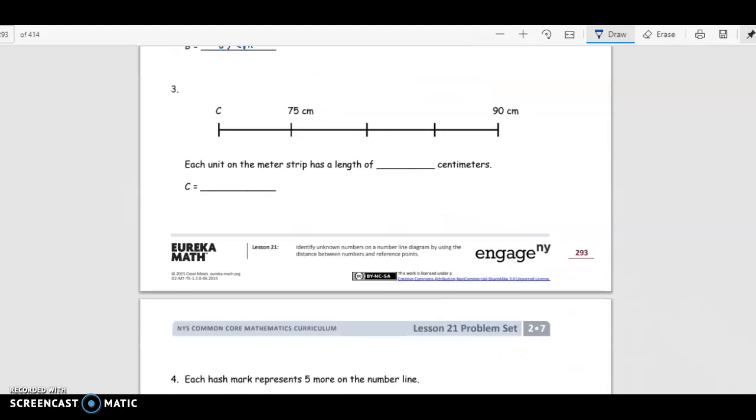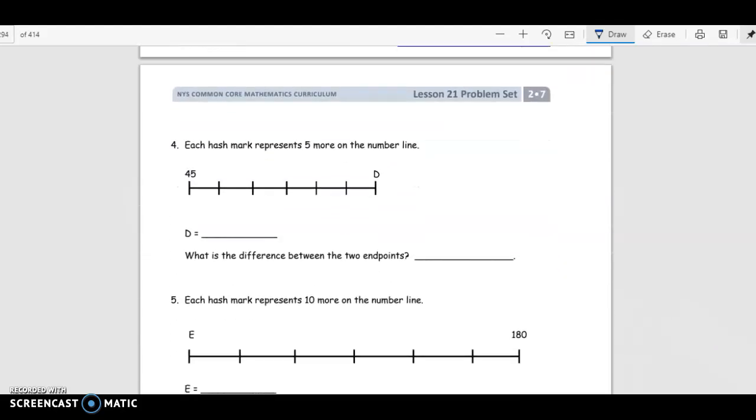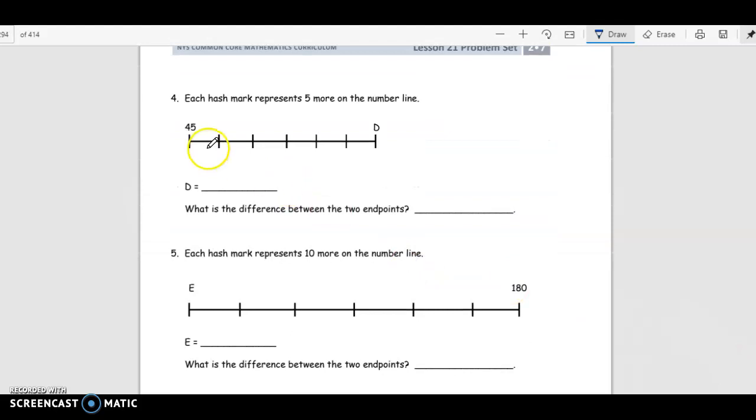Okay, so number 3 is the same. Number 4 tells you each hash mark represents 5 more, so you know you're counting by fives. So I would suggest writing right on top of it. 45, 50, 55, okay, all the way up to D.